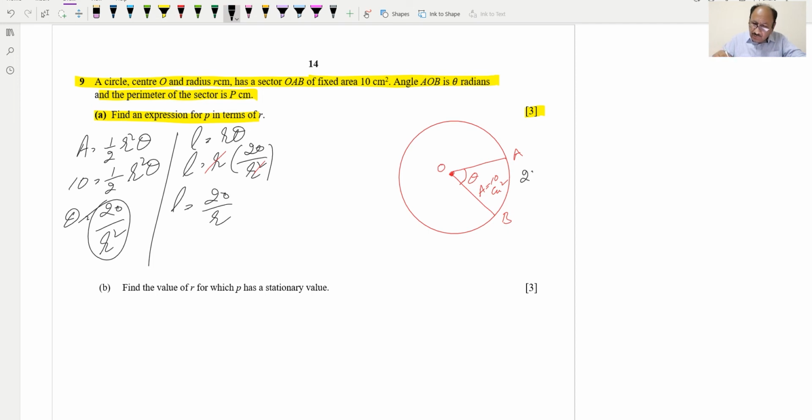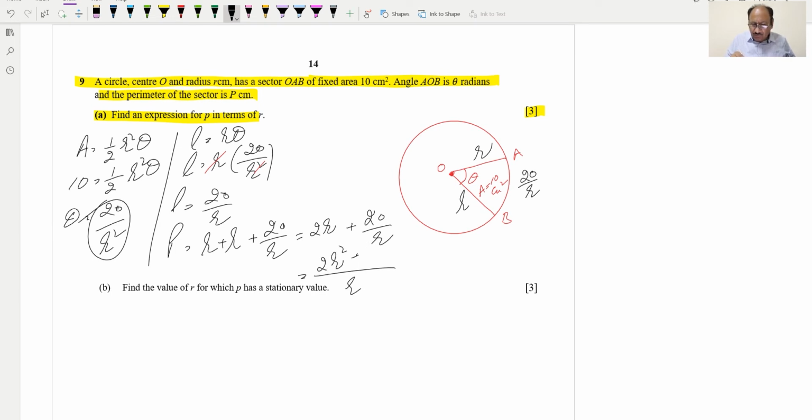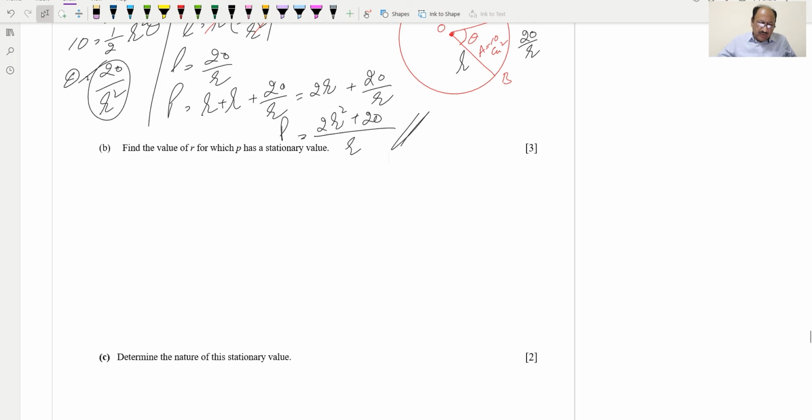So this is 20 over r, and this is r, and this is also r, and the perimeter we require will be equal to r plus r plus 20 over r, which we can rewrite as 2r plus 20 over r, or we can take the LCM and write r over here, and this will be (2r square plus 20) over r. This will be the perimeter which we were supposed to find in terms of r. This is done.